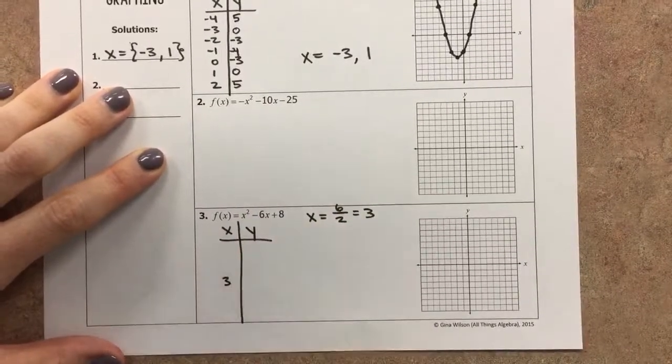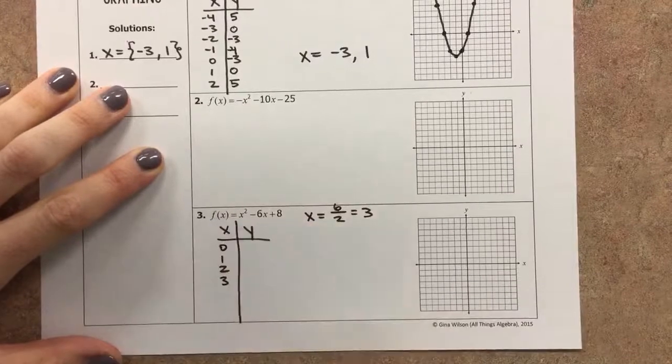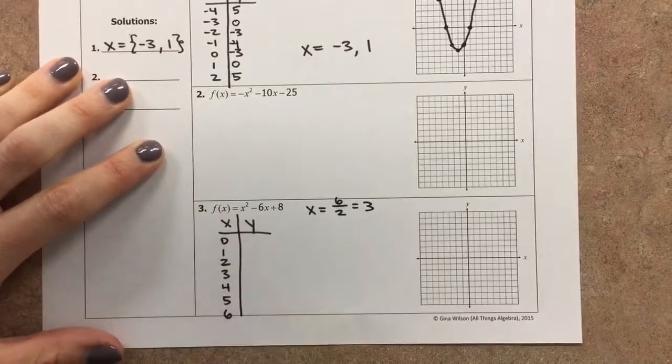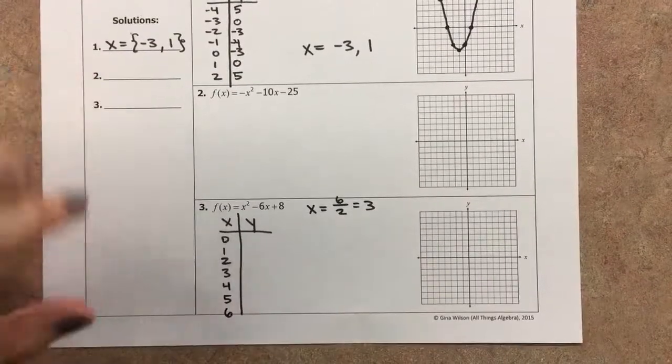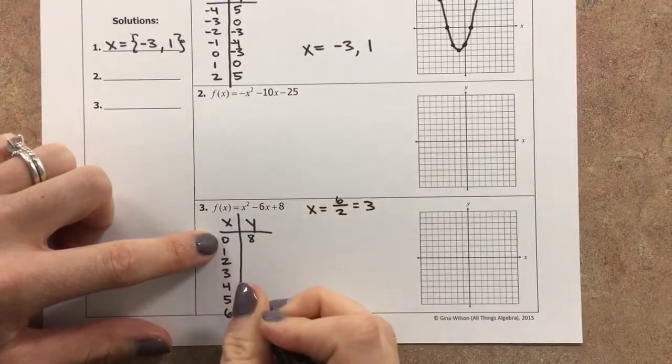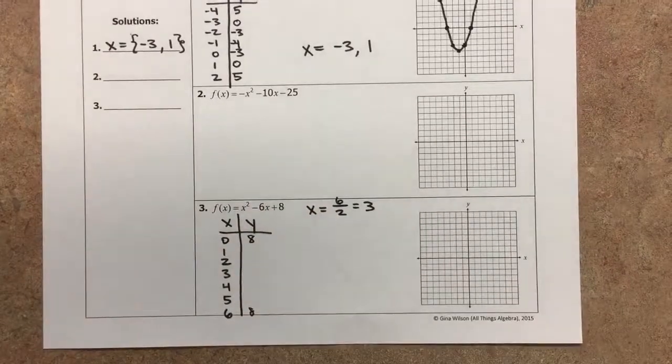3 goes right in the middle. I count down, 2, 1, 0. I go up 4, 5, 6. So these first 4 values, I'm just going to do some mental math with this one. If I sub in 0 minus 0 plus 8, I get 8 here, which means I also get 8 here.